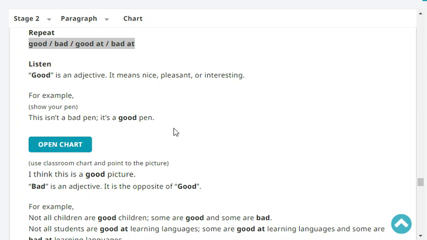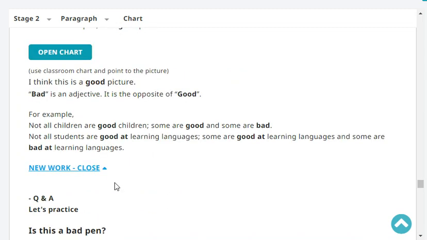I think so. Bad is an adjective. It is the opposite of good. For example, not all children are good children. Some are good and some are bad. Another example, not all students are good at learning languages. Some are good at learning languages and some are bad at learning languages.